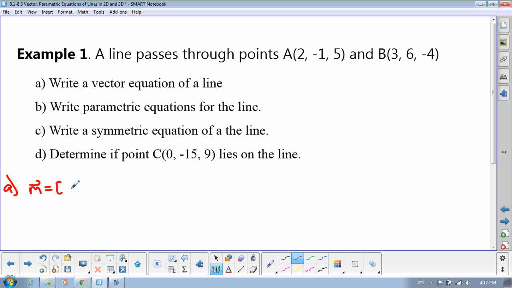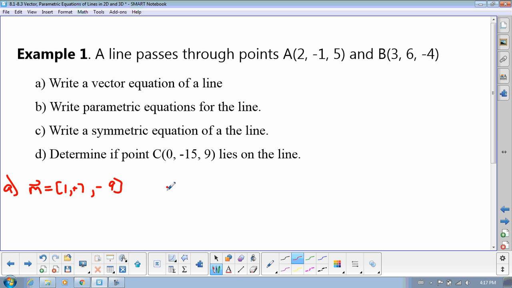So I have 3 subtract, I'm going to say that it's AB. So 3 take away 2 is 1. 6 subtract -1 is +7. And then -4 take away 5 is going to be -9. If you chose to do BA, you would have gotten -1, -7, +9.